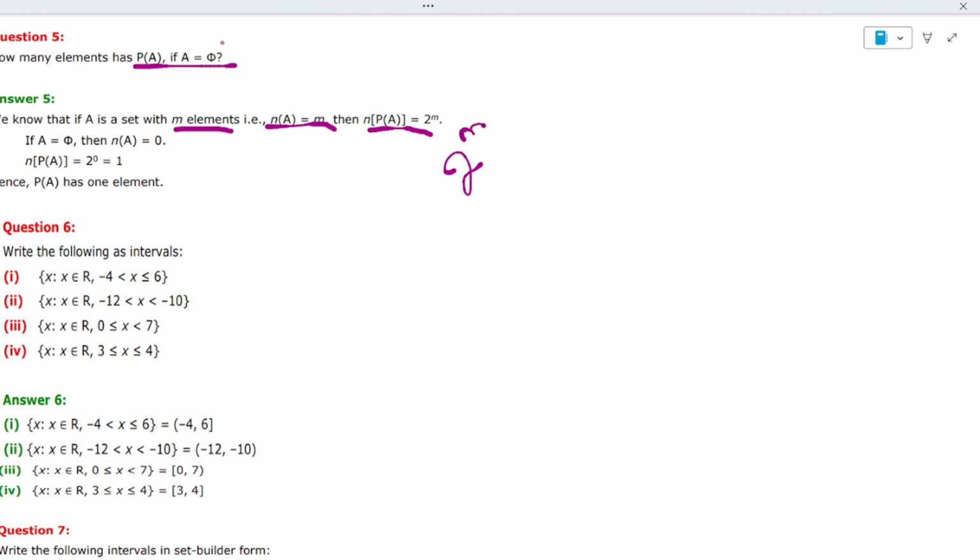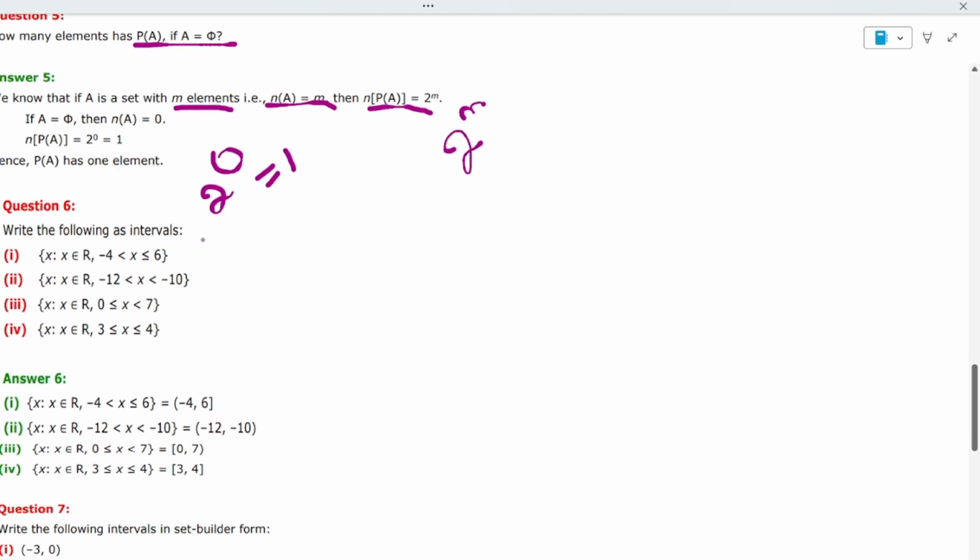They have mentioned A as null. Null means we already know it is 0. That is 2 power 0. Anything power 0, we know the answer is 1. So now you write the statement as: it has one element.